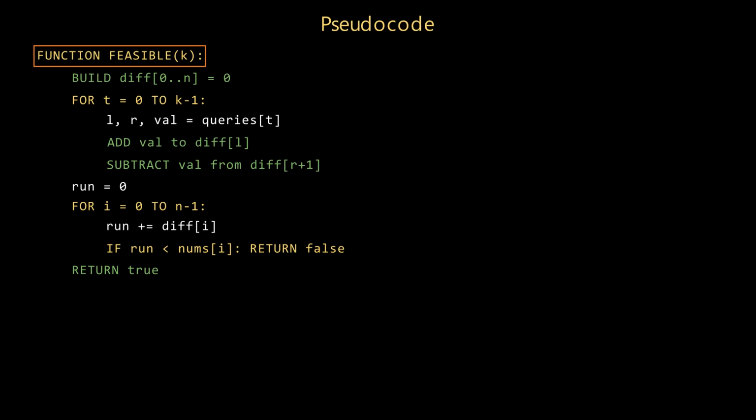Feasible tests 1 candidate k. Build a diff array of length n plus 1, all zeros. Loop t from 0 through k minus 1. Unpack left, right, and val from queries at t. Add val at index L in the diff. Subtract val at index R plus 1 in the diff. Set running sum run to 0. Loop i from 0 through n minus 1. Add diff at i into run. If run is still less than nums at i, return false. Otherwise return true.